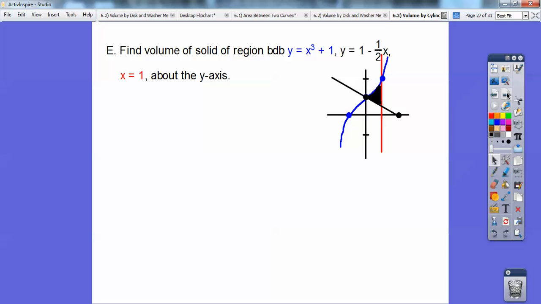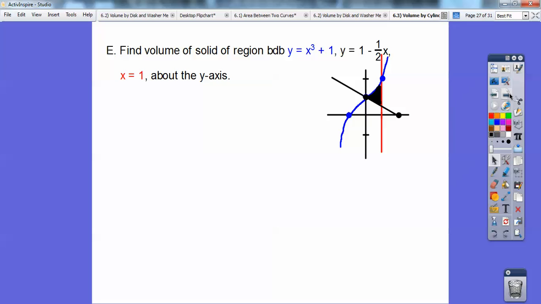So I did this one in blue, y equals x cubed plus 1, that's this blue guy right here. I did x equals 1 in red, and I left this one in black right here. So for this linear equation, I went up here to this plus 1 and then used the slope, down 1 to the right 2, and graphed that. So it's this little shape right there. That's my shape. And since these are y equals x equations, I need x limits. So x goes from 0 to 1 right there.